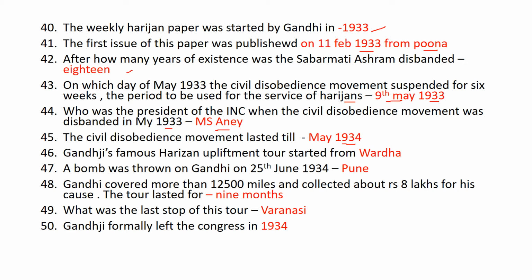Gandhiji's famous Harijan upliftment tour started from Wardha. A bomb was thrown on Gandhi on 25th June 1934 at Pune. Gandhiji covered more than 12,500 miles and collected about rupees 8 lakhs for his cause. The tour lasted for 9 months. What was the last stop of this tour? Varanasi. Gandhiji formally left Congress in 1934.